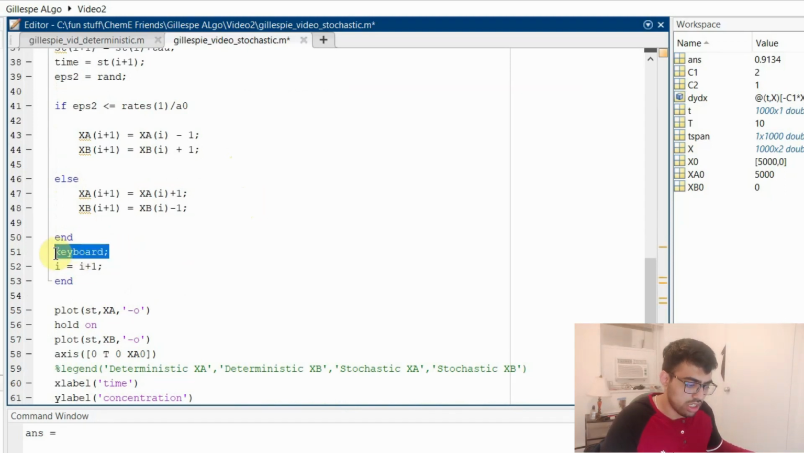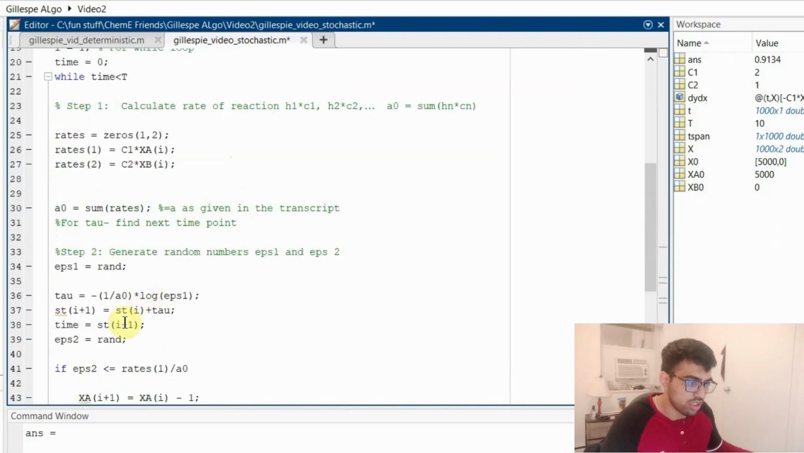All right, rather I'll keep it here. Okay, so I will run the code once.